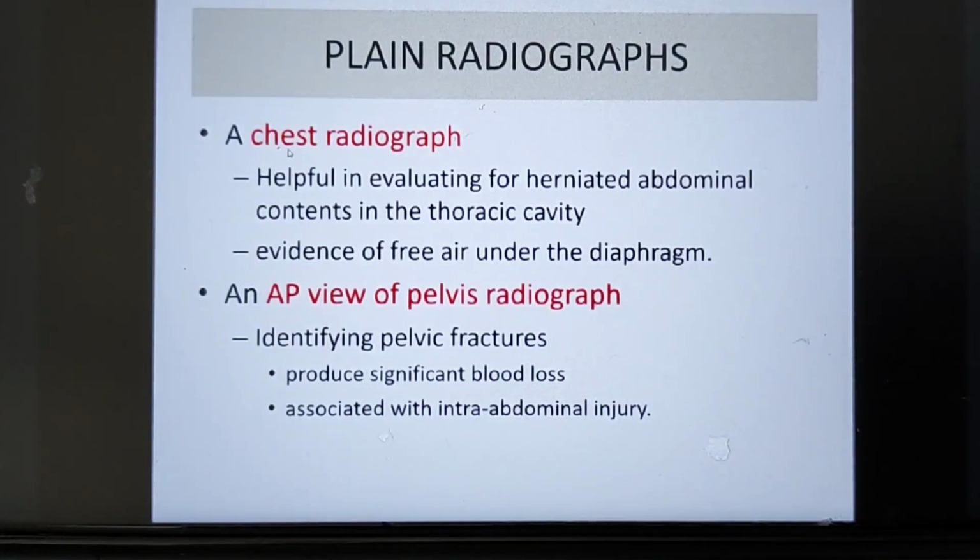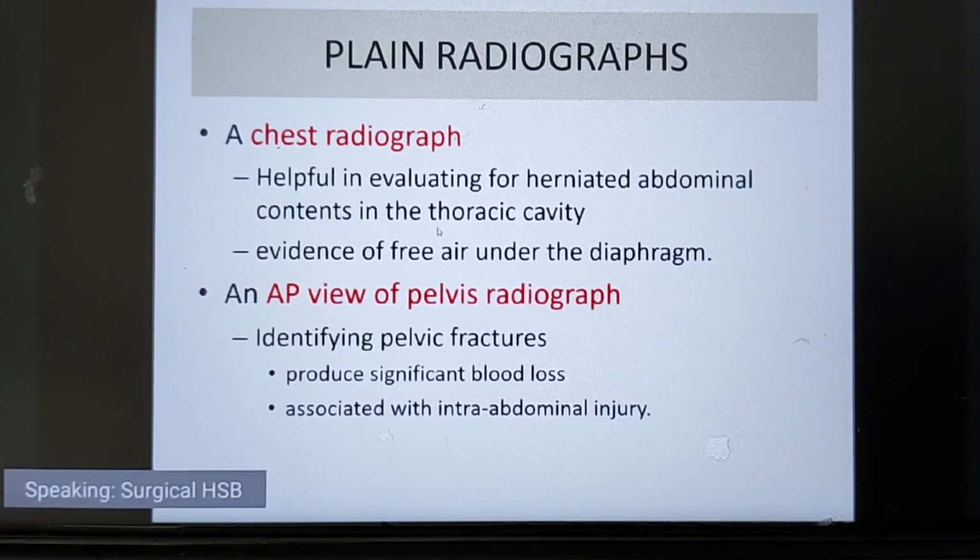Other than that, we can also do a chest x-ray and also an anterior posterior view of pelvic x-ray. A chest x-ray is helpful when the patient has diaphragmatic injury, which will show herniated abdominal content in the thoracic cavity. While a pelvic x-ray is helpful to identify pelvic fracture.